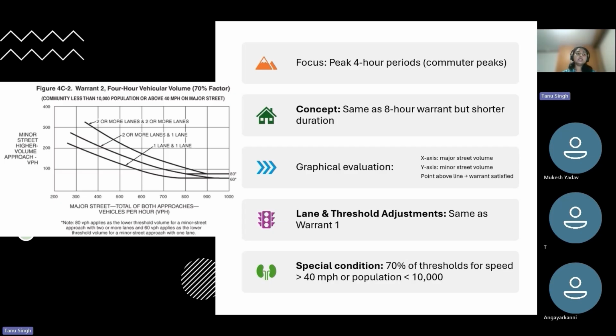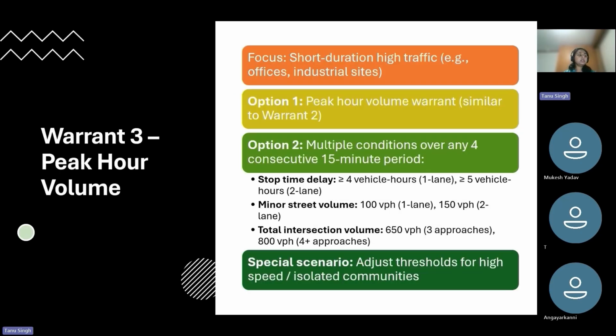Now coming to warrant 3. Warrant 3 evaluates the peak hour traffic volume. This is often near industrial or office complexes. The two ways to justify this are, firstly, the volume warrant, that is similar to warrant 2, and second, the multiple conditions for 4 consecutive 15-minute periods.